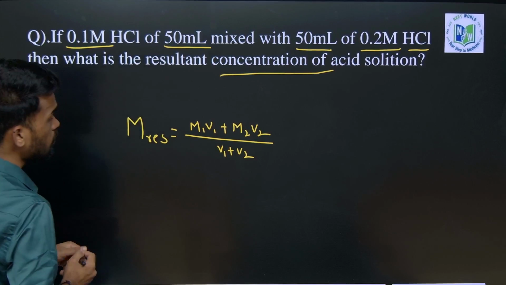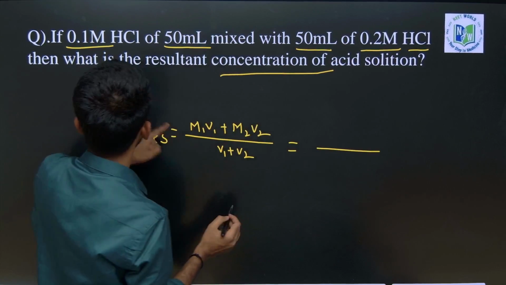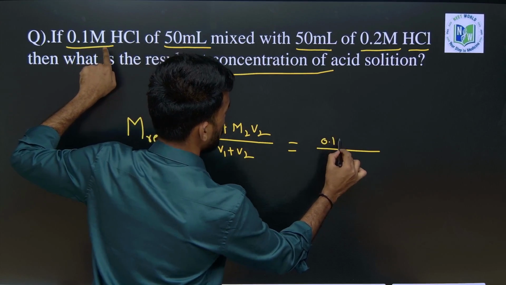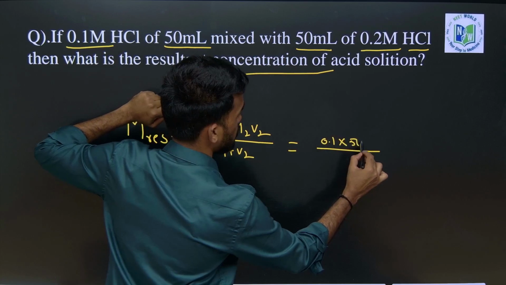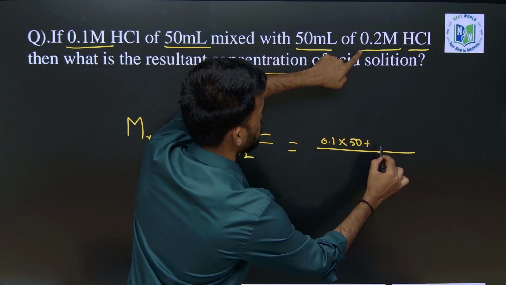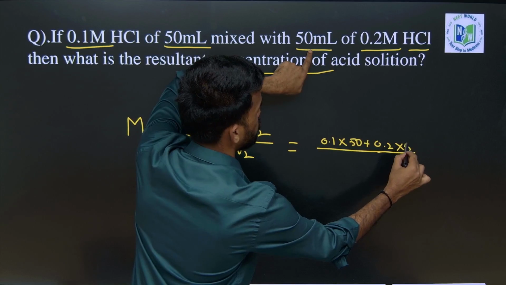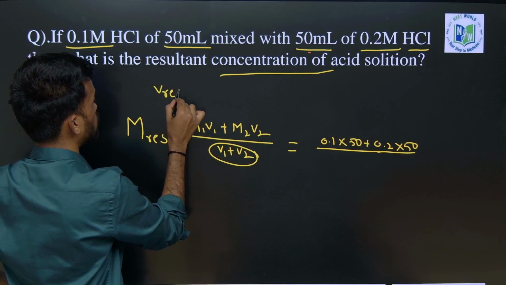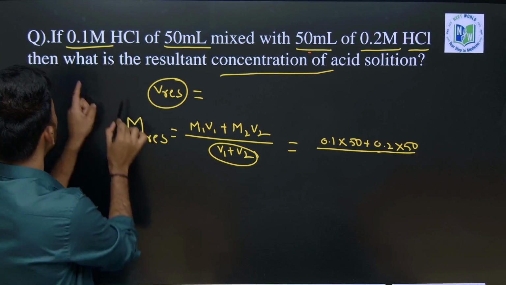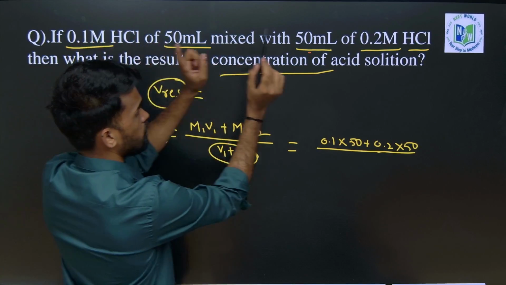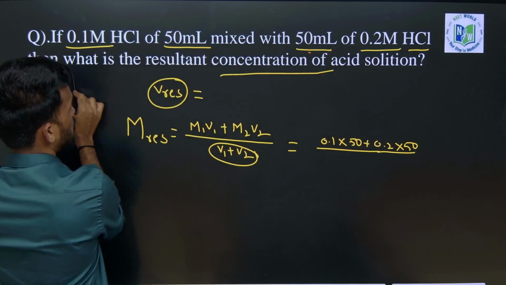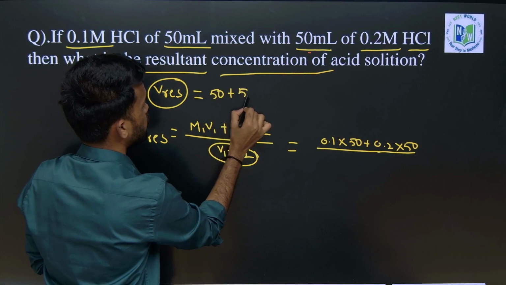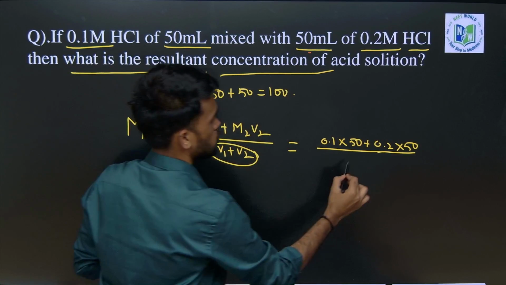Now how can we make this? What is the M1 concentration? Let us say this is M1 V1. So M1 is 0.1 into, what is the V1 here? 50, plus, what is M2 here? 0.2 into, what is V2 here? 50, divided by V1 plus V2, the V resultant. They told us that 50 ml of this acid and 50 ml of this acid are mixed, and they are asking the resultant concentration. So V1 is 50, V2 is also 50, therefore you can take it as 100.